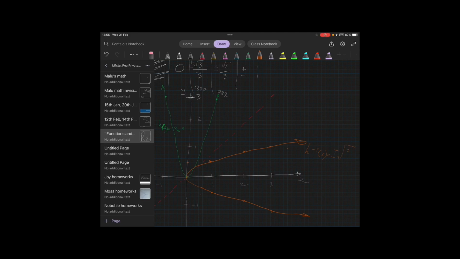H inverse of x is plus minus the square root of x. That line looks more straight and the curve looks more curved. It's the line that's the issue.